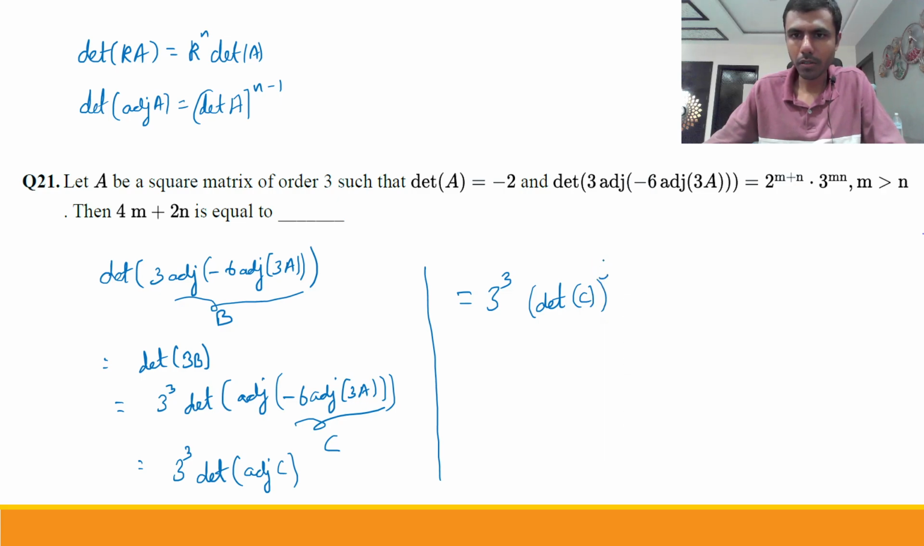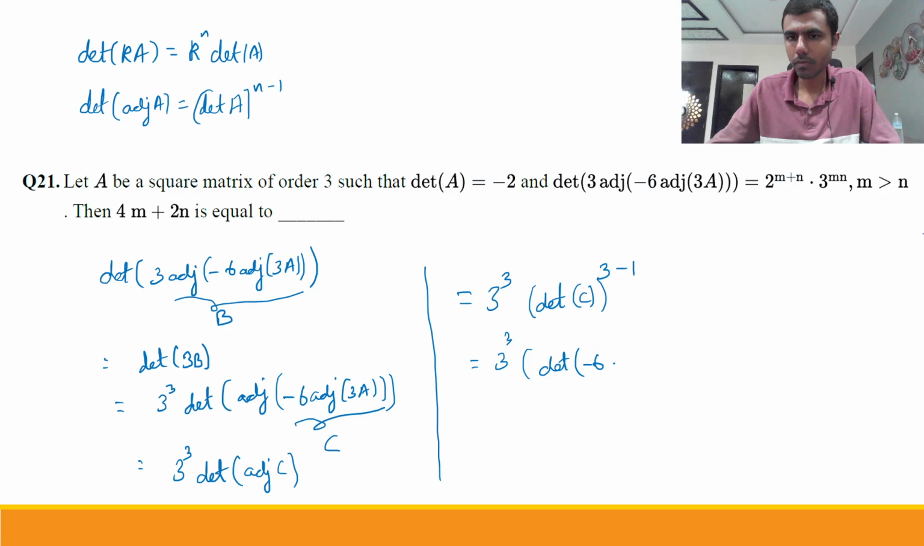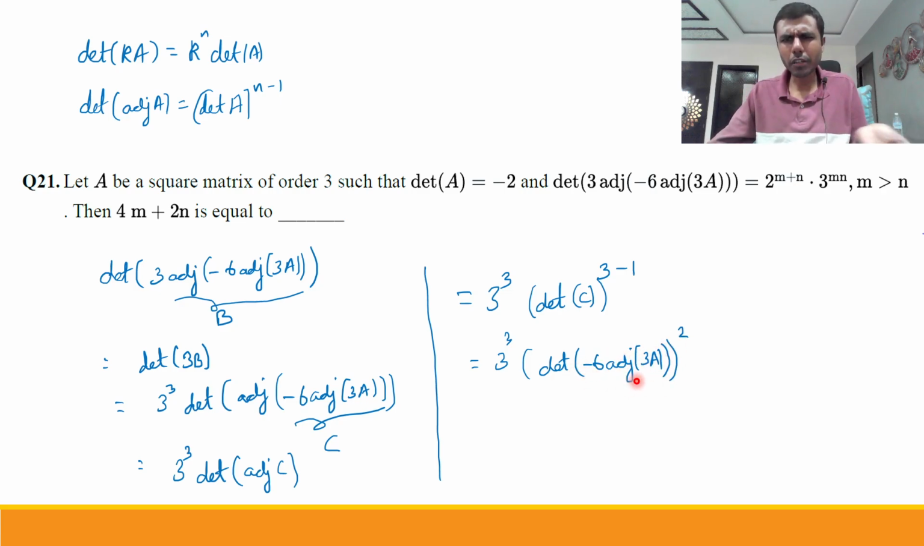Here n is obviously 3, the order of the matrix is 3. So now this would be nothing but 3 cube into, keep it as 3 power only, don't write it as 27, because they are expecting the answer in 2 power m plus n and 3 power mn. And so this would be det C to the power 2, squared. What is C? Det of -6 times adjoint of 3A, squared. Now again, this adjoint of 3A, you can take it as some D.